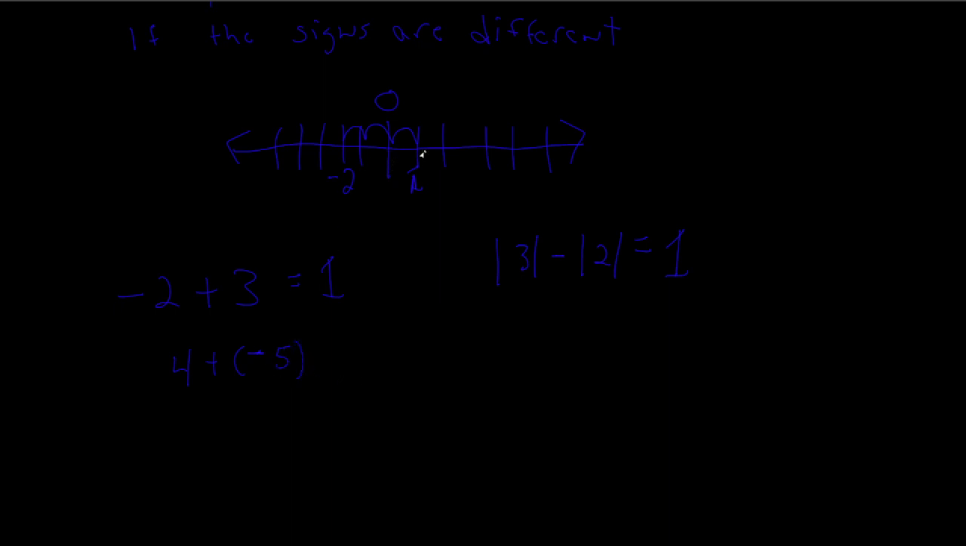So I'll come over to 4. 1, 2, 3, 4. And I'm adding -5, so I move to the left. Change colors here so I can overlap. 1, 2, 3, 4, 5. And I end up on -1. Well, if I take the absolute values and subtract from the bigger absolute value the smaller, this would give me 1. But I keep the sign of the bigger one. And in this case, I kept the sign of the bigger one.